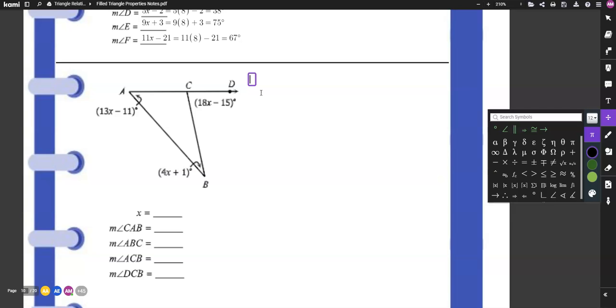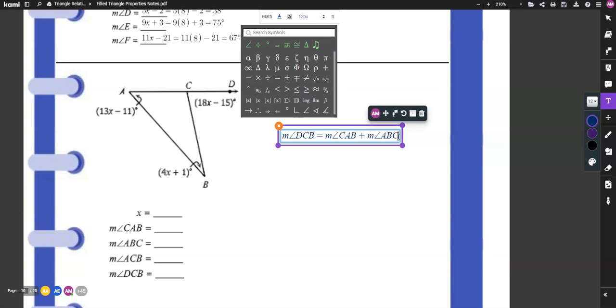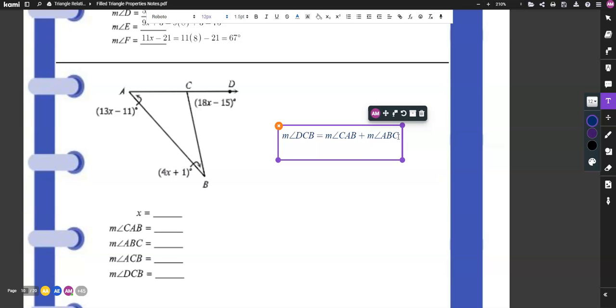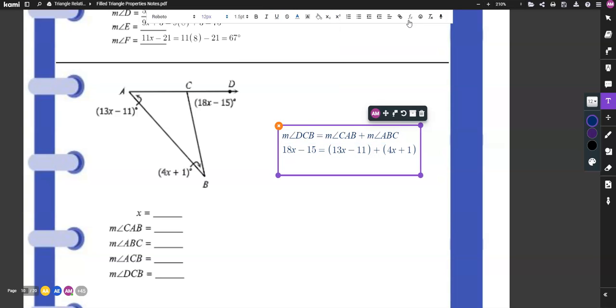So of course, first, we are going to solve for x by writing our equation. We have the measure of angle DCB is equal to the measure of CAB plus the measure of angle ABC. So we're just going to substitute in our known values: 18x minus 15 is equal to the sum of 13x minus 11 and 4x plus 1. We need to go ahead and combine like terms.